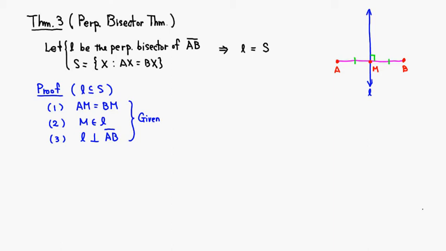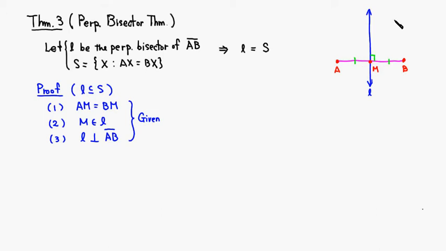All right, let's look at Theorem 3, the perpendicular bisector theorem. Let's say L is the perpendicular bisector. A perpendicular bisector is a line that goes through the midpoint of the segment AB, and also it's perpendicular.